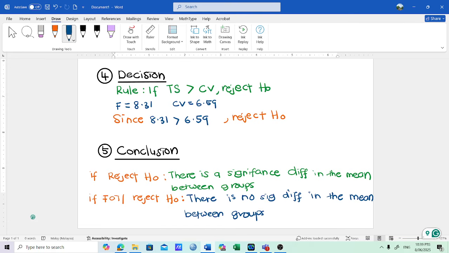The conclusion will depend on the decision. Let's say that if our decision is to reject the null hypothesis, then the conclusion is there is a significant difference in the mean between groups. If our decision is to fail to reject the null hypothesis, the conclusion would be there is no significant difference in the mean between groups. The conclusion depends on the context of the study. The ANOVA table will be shown in the next video.